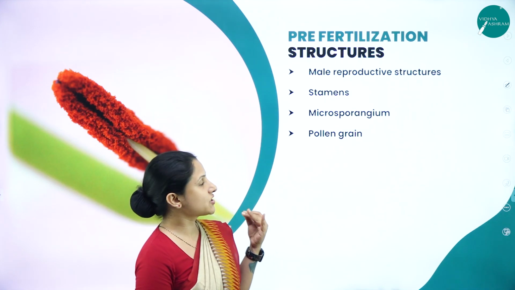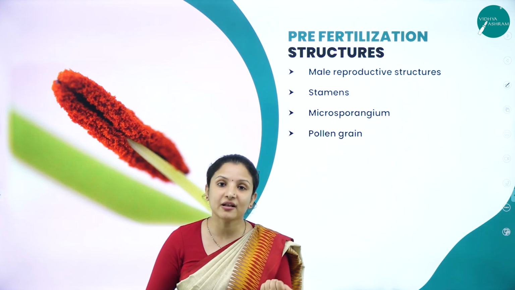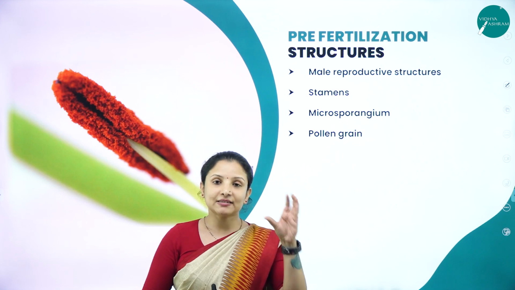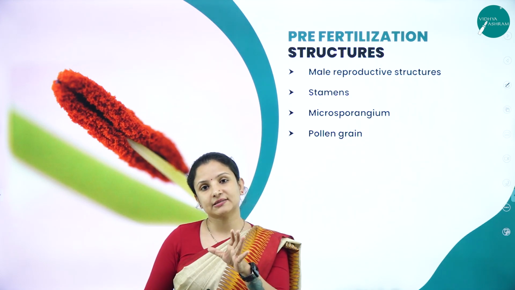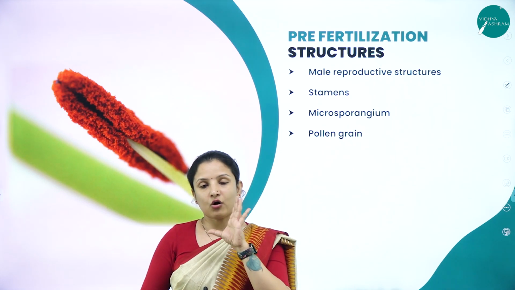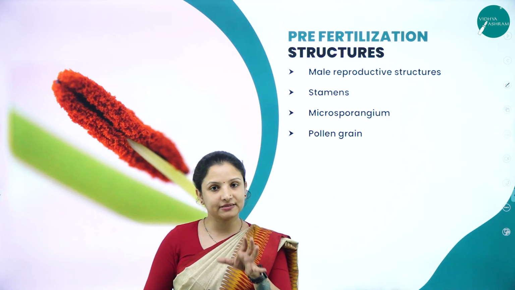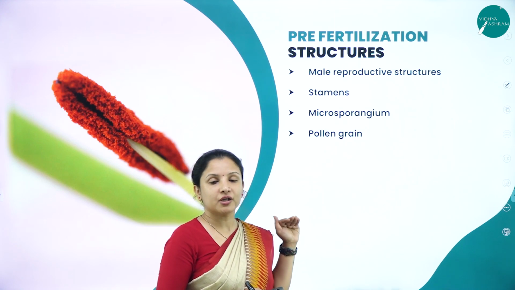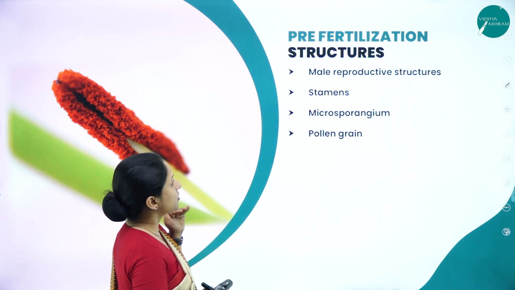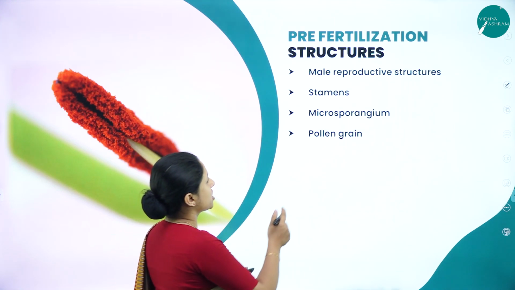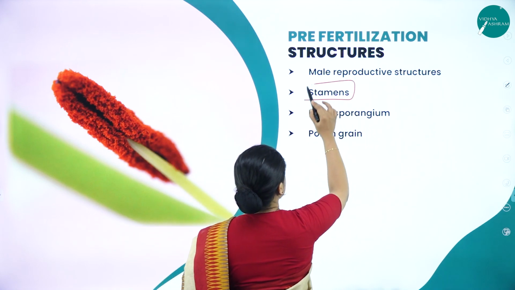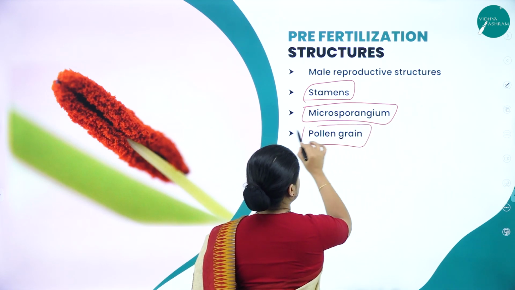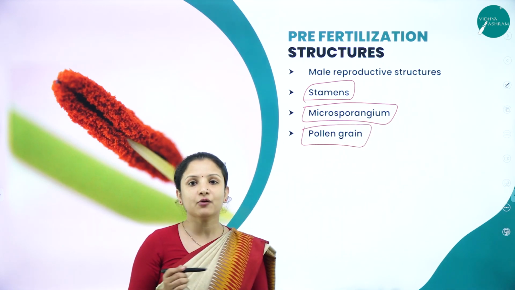So in pre-fertilization events, we need to know about the male reproductive structure and the female reproductive structure. That is, these are the structures which actually participate in the reproduction or in the fertilization process. So first, in this session we will concentrate on the male reproductive structures. The male reproductive structure consists of the stamens, then the microsporangium, and then the pollen grain. Each of these we will study one by one.